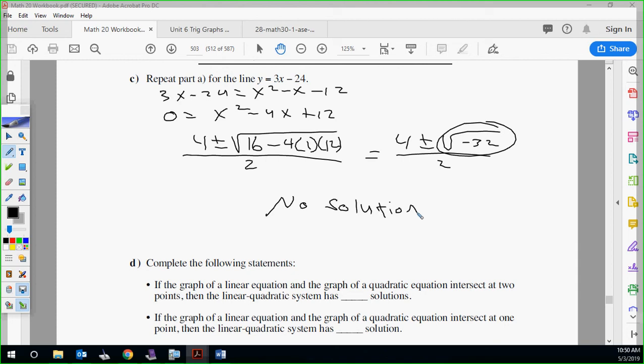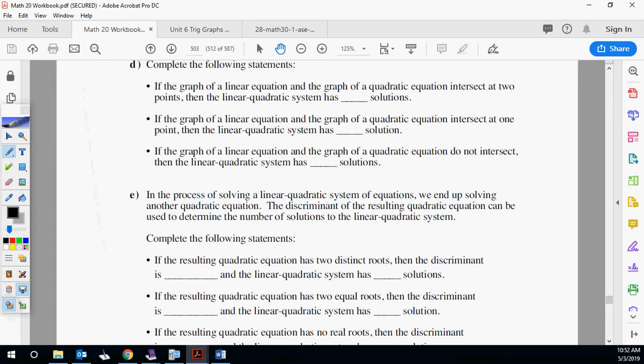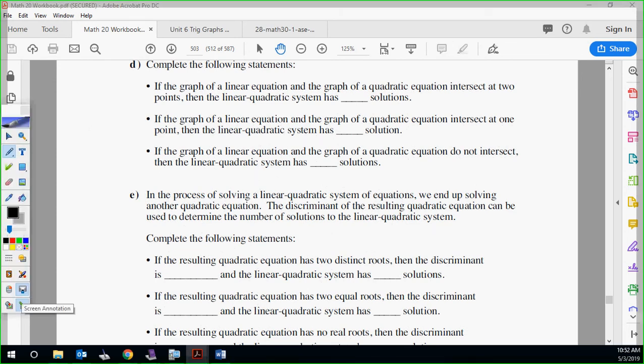All right, so we just have to fill out these notes and we're done with this one, then we're going to go to quadratic-quadratic. If the graph of a linear equation and the graph of a quadratic equation intersect at 2 points, the linear quadratic system has 2 solutions. If they intersect at 1 point, the system has 1 solution. And if they completely miss, they have no solutions.